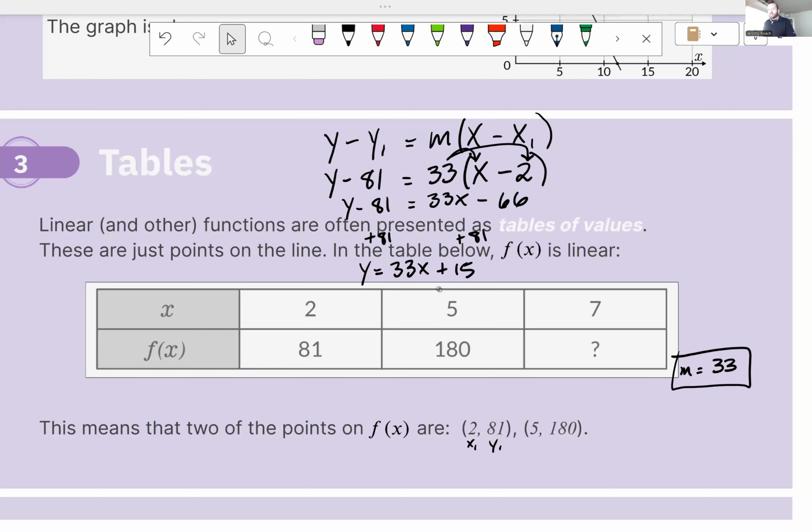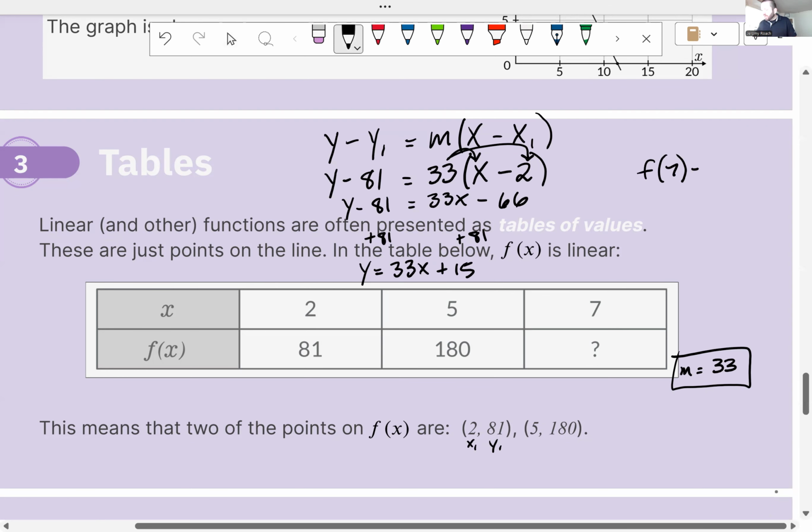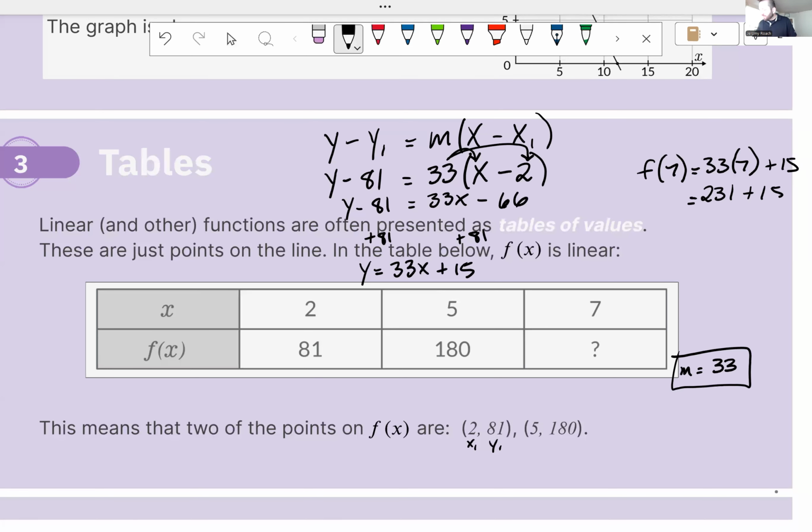Now, if we go back to our question, it says, what is y when x is 7? And we can do one of two things. We can directly plug in 7 into our formula. We can say f of 7 equals 33 times 7 plus 15. 33 times 7 is 231 plus 15. And we get 246. So that's saying that this is 246.